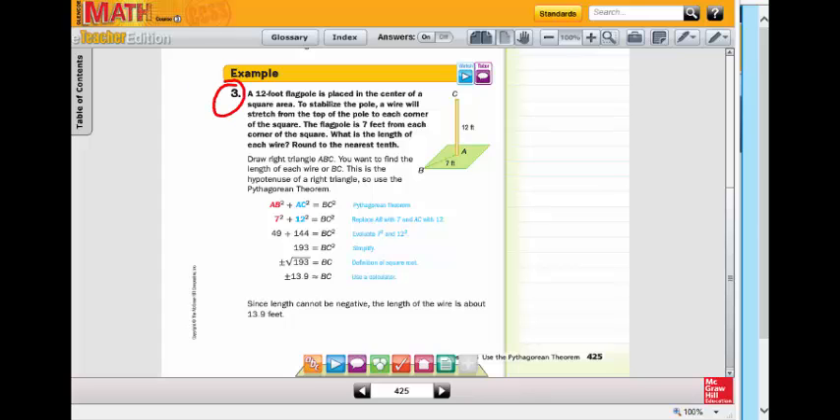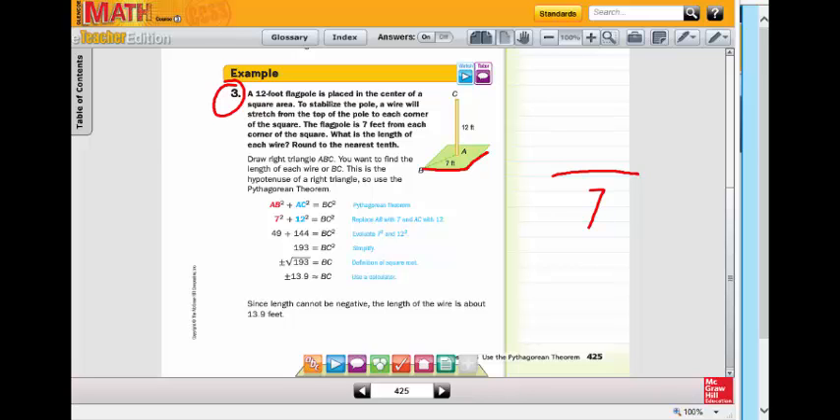Problem number 3 is about looking at the Pythagorean theorem in 3 dimensions. So let's take a look at what that means. A 12-foot flagpole is placed in the center of a square area. So we know that this is a square here, so we have the same side length here. To stabilize the pole, a wire will stretch from the top of the pole to each corner of the square. The flagpole is 7 feet from each corner of the square. So this distance here is 7 feet. I'm going to draw it over here in 2 dimensions. So we have 7 feet here. What is the length of each wire, rounded to the nearest tenth?